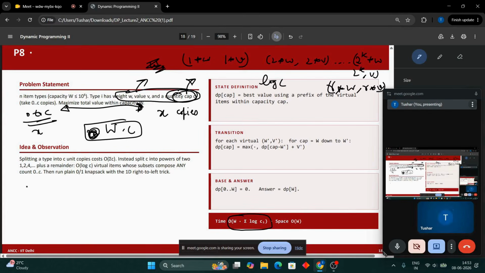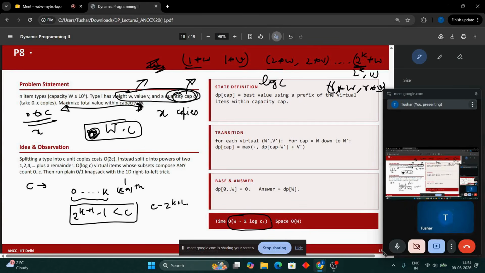And why is it so? Consider any number C and consider its binary representation. Say the MSB is at the k-th position, so consider it to be 0 to k, and the number 2 to the k plus 1 minus 1 is less than C. So we have these items 1, 2 up to 2 to the k, and the number C minus (2 to the k plus 1 minus 1) is our R. We have an item corresponding to that, so these all sum up to C.